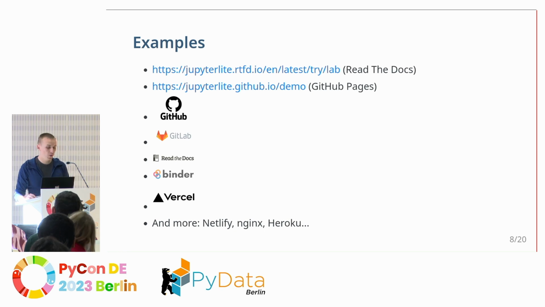So where can you host JupyterLite? Pretty much anywhere where you can get a simple HTTP server. GitHub Pages is a very good candidate. We have many examples running on GitHub Pages, and the same for GitLab Pages, Read the Docs, even Binder if you want. And also those platforms that you see more in the front-end world, usually Vercel or Netlify, that also work there. And of course, there are many, many others.